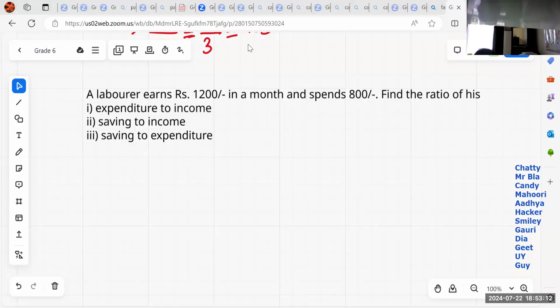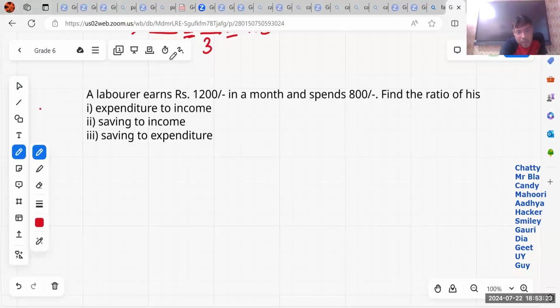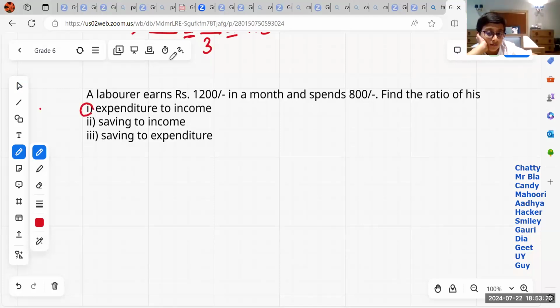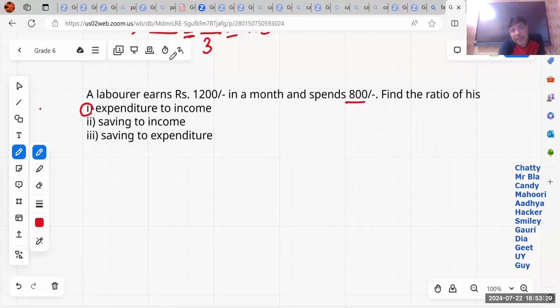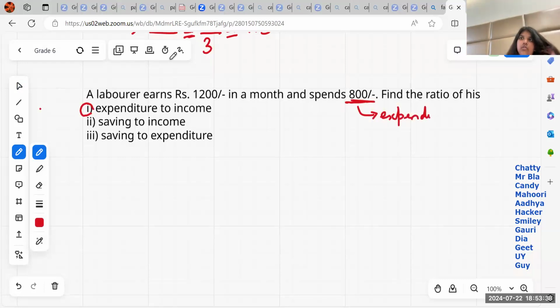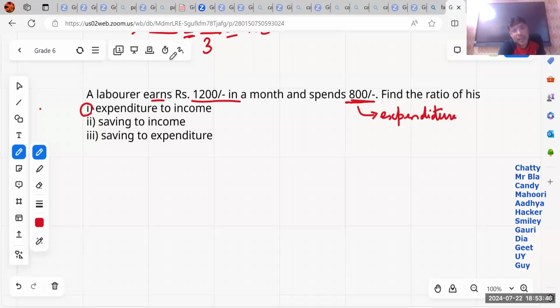So for this question, we'll have to switch the order. So what are you saying, Diya? Sir, I don't understand the question. Beta, see, let me solve first. No, sir. See guys, how much did you spend? That is called expenditure. And this is income. How much did you earn? This is income. Now you understand?